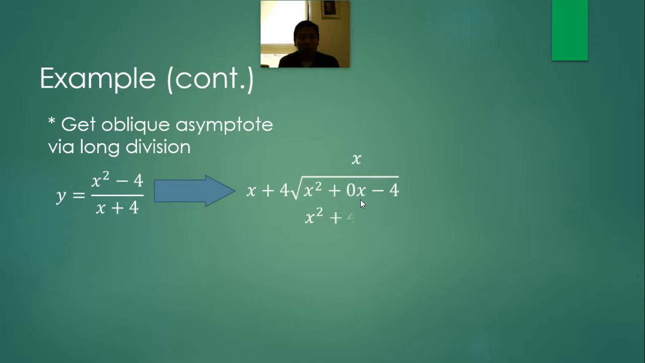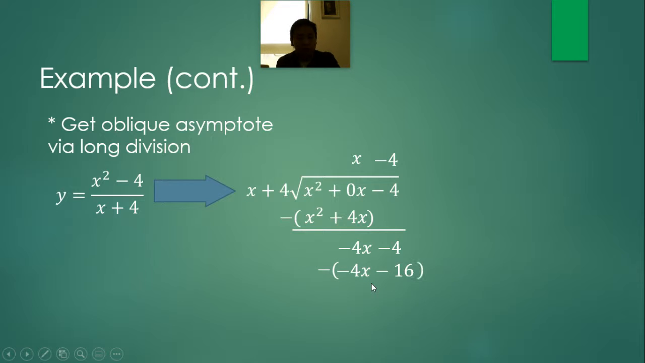So division, x squared divided by x is x, then x is multiplied to x plus 4. Then just as we do with division, we subtract these terms. Now we end up with negative 4x minus 4, to which we divide negative 4x and x with negative 4. Negative 4 times x plus 4, of course, gives us negative 4x minus 16. We subtract the terms again, so we have 12. And since we do not have any other term left, that brings us to a remainder.